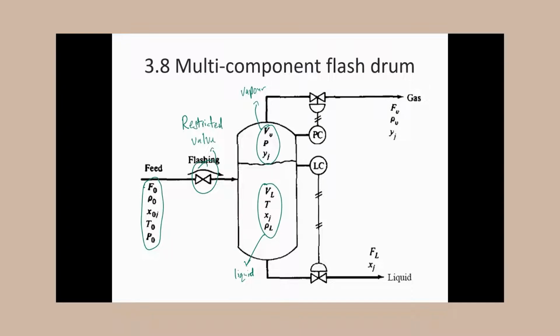First of all, the multi-component feed goes through, as we can see here, and then it passes through a restricted valve. You may be asking why it needs to be flashed. The reason is to reduce the pressure in order to get it to bubble point condition. In this system, it can be considered that no heat is needed in the flash drum. As you can see, the top part is the vapor component, while the bottom part is the liquid component.